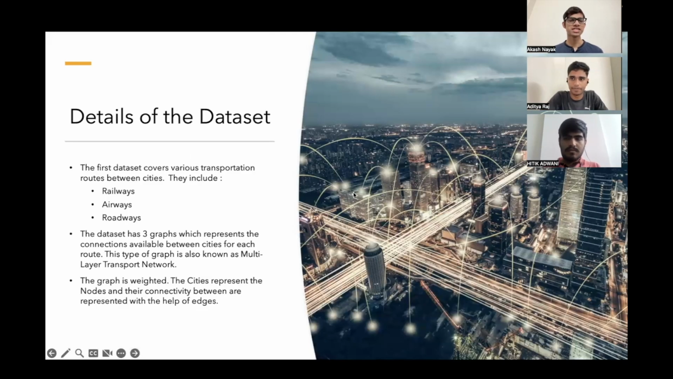Yeah, so coming to the details of the data set, the first data set is of a transportation network. It has three graphs, which are railways, airways, and roadways. The nodes in these graphs represent the cities, and the edges between the nodes represent the connectivity between the cities. And the paths of these graphs are weighted.